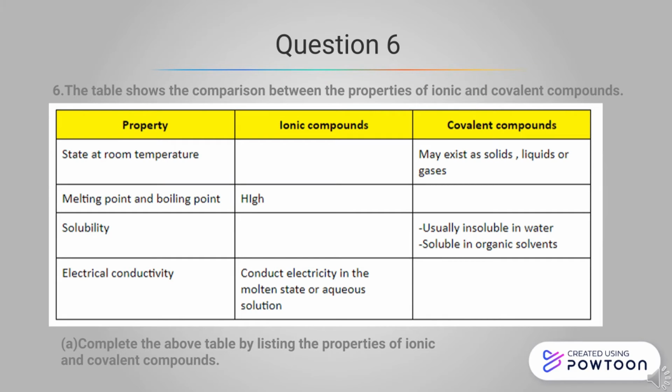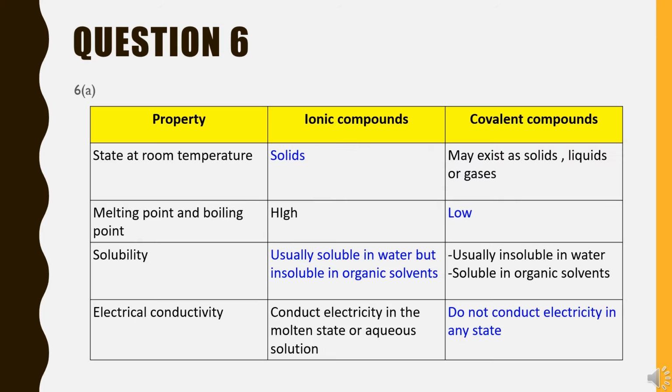Next, question 6a gives us a table that shows the properties of ionic compounds and covalent compounds. We have to complete this table. The state of ionic compounds at room temperature is solid. It is because it has strong electrostatic attractive forces between the cations and anions. The melting point and boiling point of covalent compounds is low. Ionic compounds are usually soluble in water but insoluble in organic solvent. It is because of the interaction between ions and polar water molecules. Lastly, covalent compounds do not conduct electricity in any state.